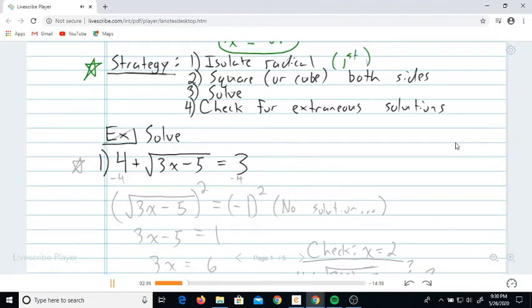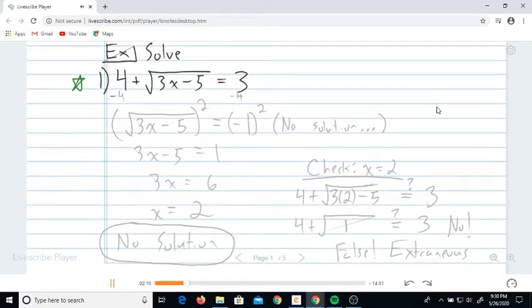So if I look at example number 1 here, I don't want to immediately square both sides. What I need to do is subtract 4 from both sides, and you get equals negative 1. Now, if you're clever, you can actually stop here and realize that there is no solution because a square root can never produce a negative number. It doesn't matter what x is.